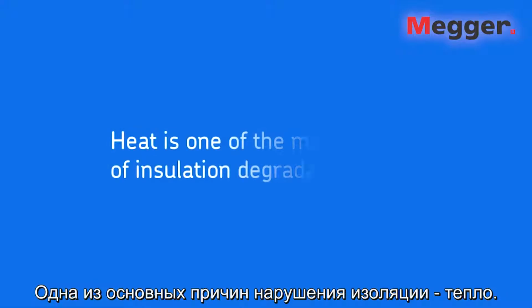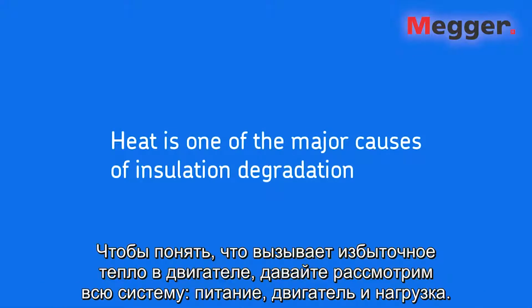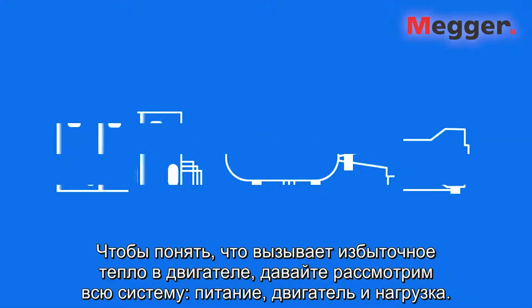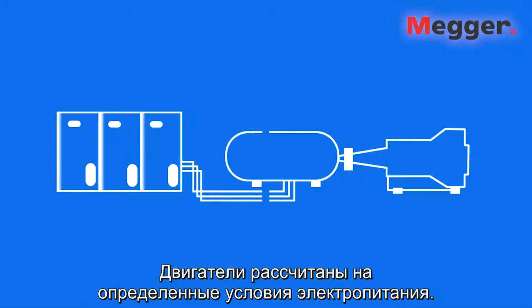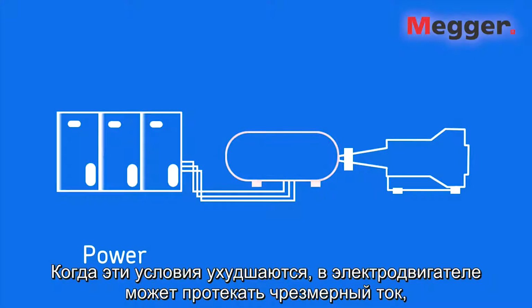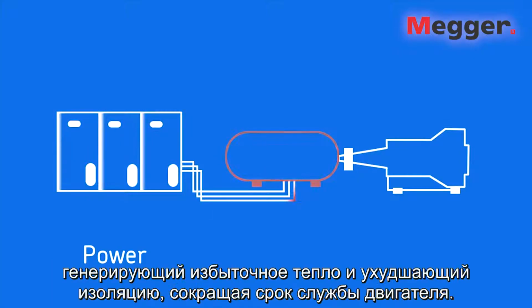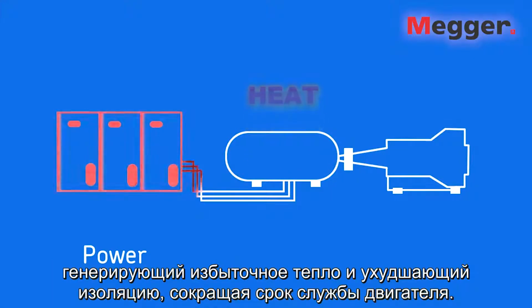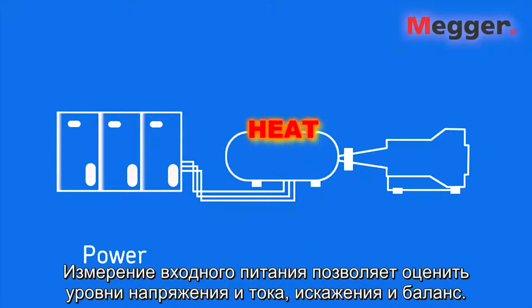One of the major causes of insulation degradation is heat. To understand more about what causes excess heat in the motor, let's look at the entire power, motor, load system. Electric machines are designed for good incoming power conditions. When power conditions deteriorate, excessive currents can flow in the machine, generating excess heat and shortening machine life. Incoming power tests look at voltage and current levels, distortion, and balance.